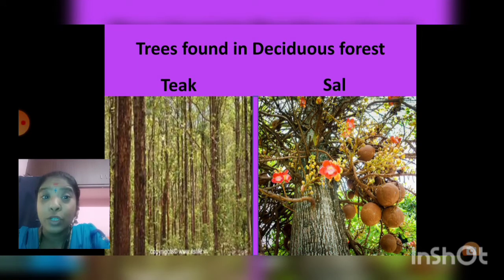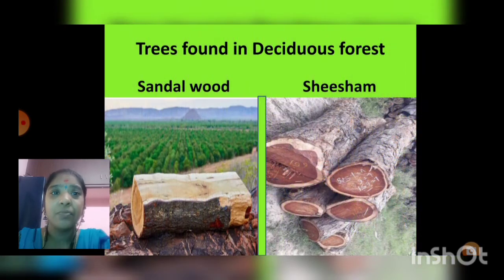The tree which is found in deciduous forest is teak. You all know about teak. Yes, and sal. It is also an important tree found in deciduous forest. Next, here comes a very costly sandalwood. As the rosewood is found in evergreen forest, here in deciduous forest, sandalwood is found, and Shesham. So these are the trees found in deciduous forest.